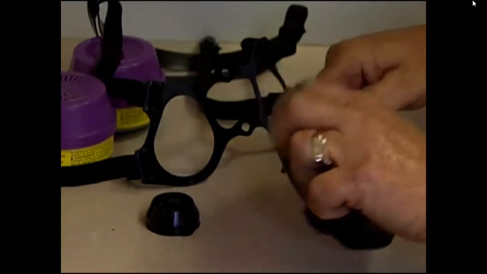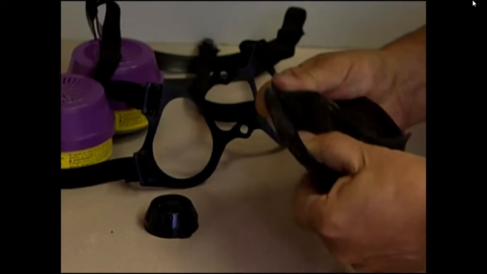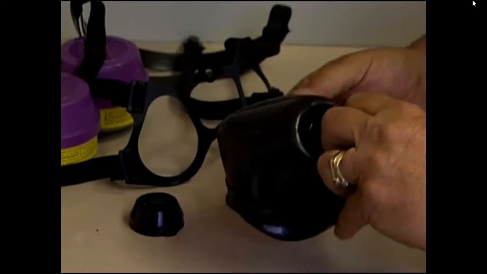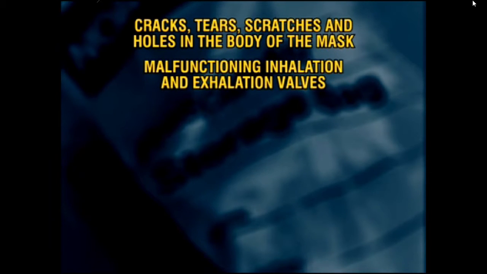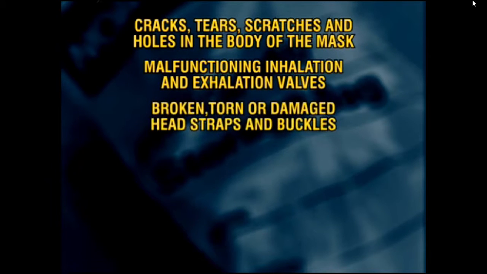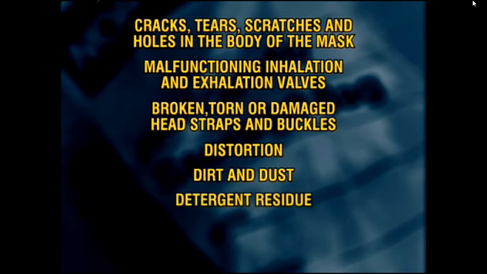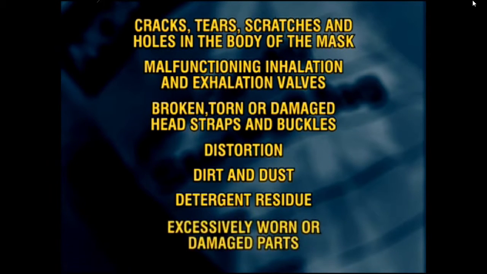All non-disposable respirators should be inspected thoroughly before each use. As a minimum, the respirator should be checked for cracks, tears, scratches and holes in the body of the mask, malfunctioning inhalation or exhalation valves, broken, torn or damaged head straps and buckles, distortion, dirt and dust, detergent residue, and excessively worn or damaged parts.